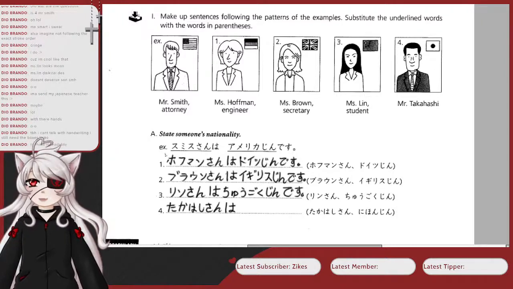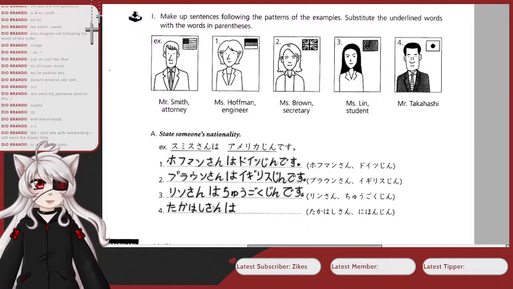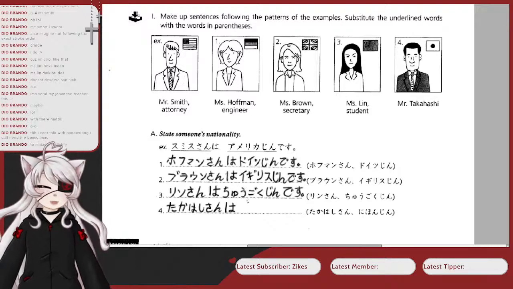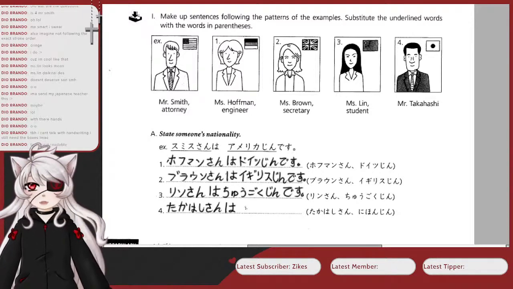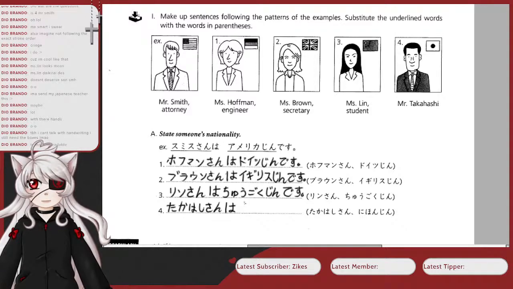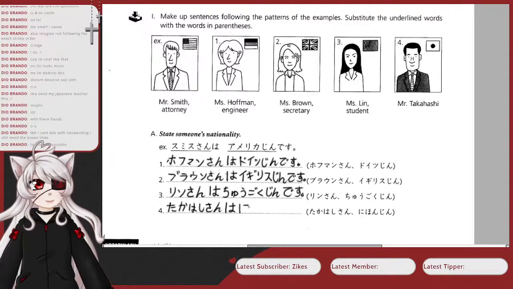You get the hang of it, to be honest. I mean, this still has a dotted line for me to write along at least. So Takahashi-san wa, he is from Japan. He is from Nihon.